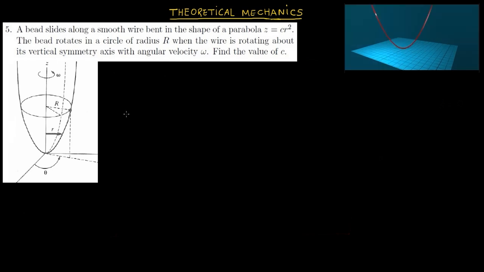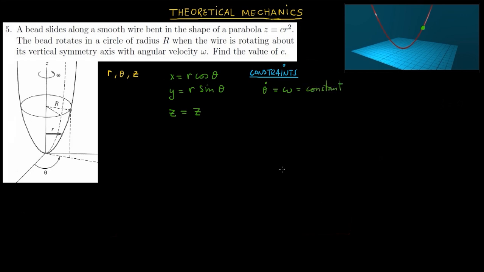It's convenient to express the variables of the system in cylindrical coordinates, namely r, theta, and z. The change of variable, as you know, is. Here the constraints tell us that the particle, which is here, for example, in a certain instant of time, has a restriction in its angular velocity. I mean, theta dot equals omega equals constant. And the radius r depends on time. But it must satisfy z equals c r of t squared.